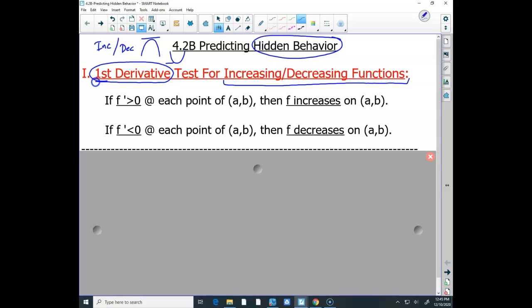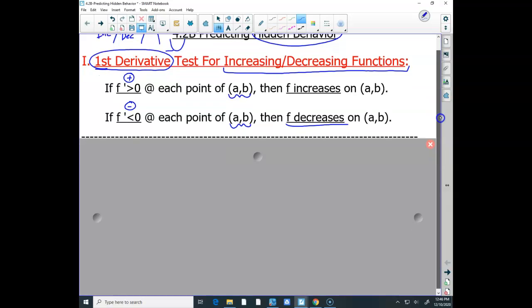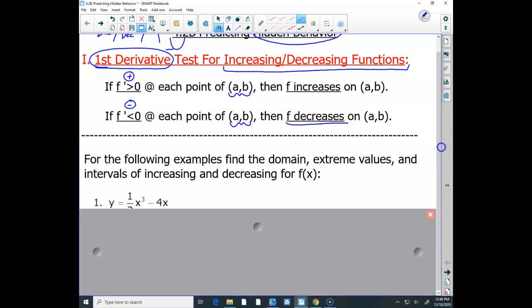Well, bottom line, if f prime of x is greater than 0, that's just saying it's a positive value at each point within a particular interval from A to B, then we know f is increasing on A and B, meaning left to right it's going up. If the derivative is less than 0, that simply means it's a negative value within a particular interval. Well, then f decreases, meaning from left to right, reading the graph, it's going downward, okay? And this is our first derivative test. Doesn't it sound pretty tough?